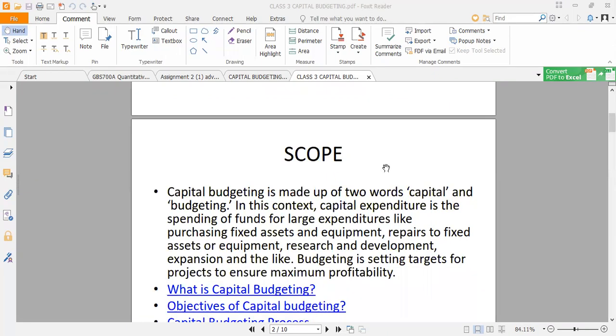In this context, capital expenditure is the spending of funds for large expenditures.